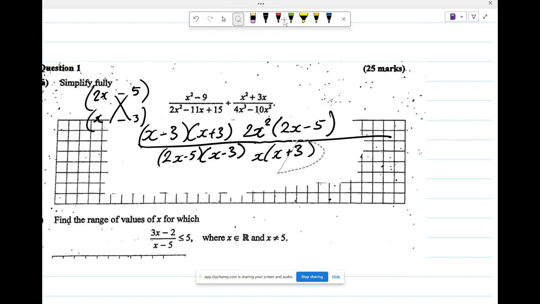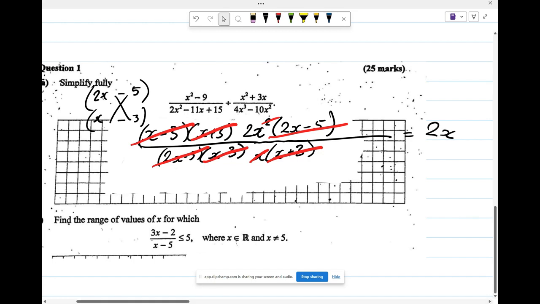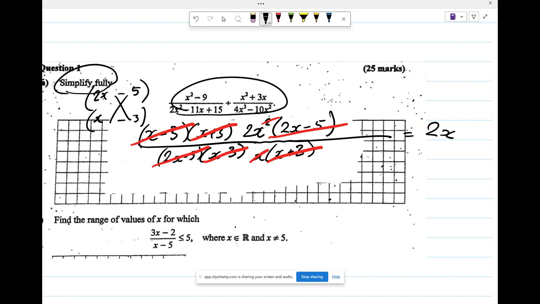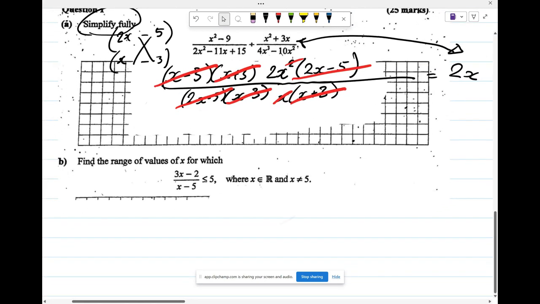They're all multiplied together. So that means we can cancel some things. What we're going to cancel is just like terms. So this x plus 3 can go with that x plus 3. This 2x minus 5 can go with that. This x minus 3 can go with that one. And this x can go with that x. And so we're just left with 2x. And that is the final answer. So we've simplified fully this equation here, and we see it's just 2x. So this is just a fancy way of writing 2x. Okay, great. So on to the next one.